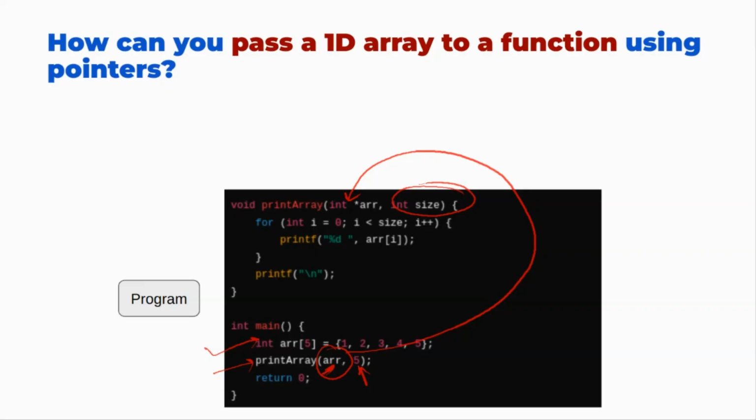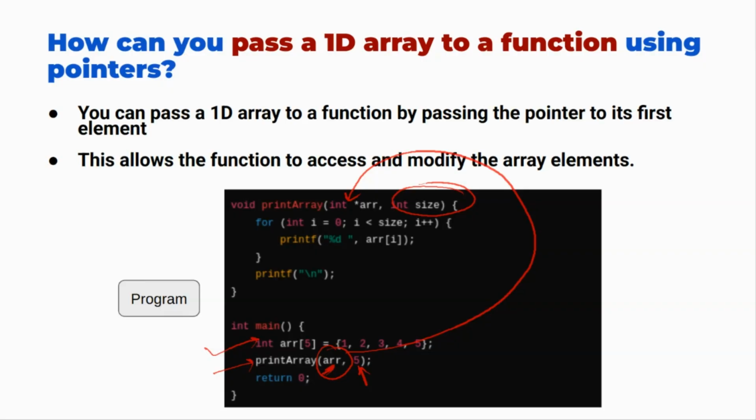So the point to note is you can pass an array to a function only by passing a pointer to its first element. And what is the pointer to the first element? The array name itself. This allows the function to access and modify array elements just like we access the array.